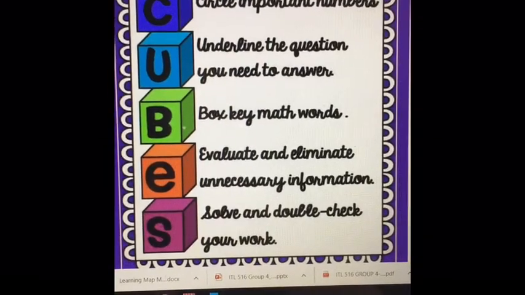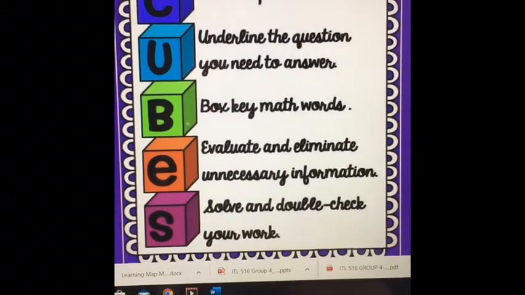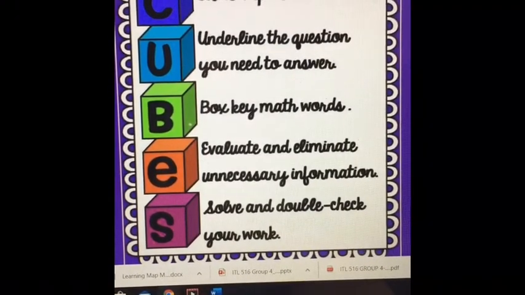Today we will be solving word problems using the CUBE strategy. What does CUBE stand for?